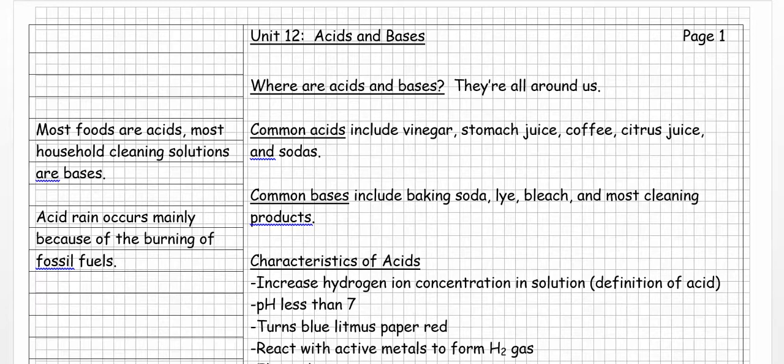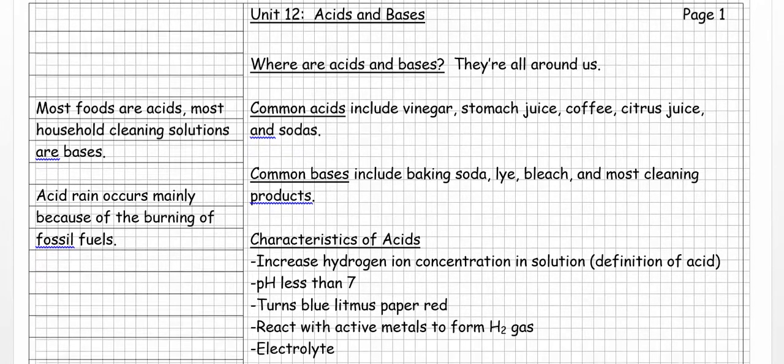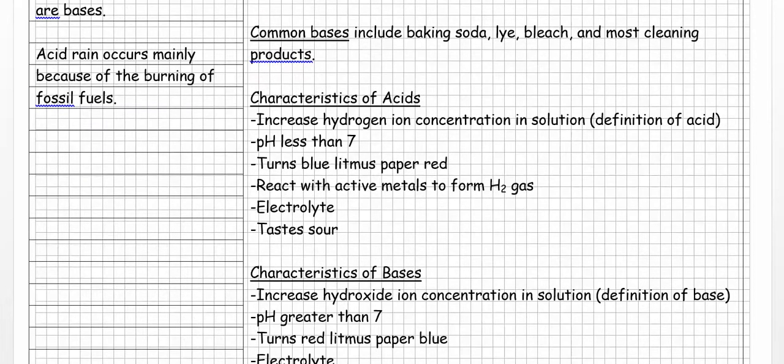As you can see, they're everywhere. Most foods are acidic. Most foods are acids, and most cleaning solutions, by the way, are basic. So common bases include things like baking soda, lye, bleach. Most cleaning products, all those are basic. And by the way, an important problem that we're having environmentally is the issue of acid rain. Acid rain is formed primarily through the burning of fossil fuels. That's an issue that is going to have to be dealt with in the very, very near future.